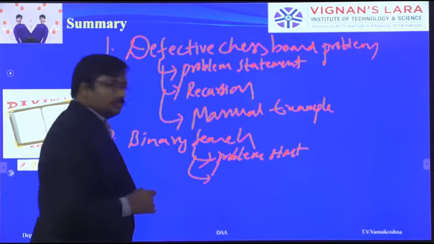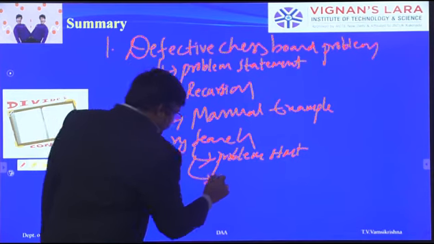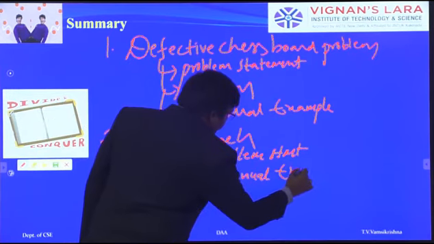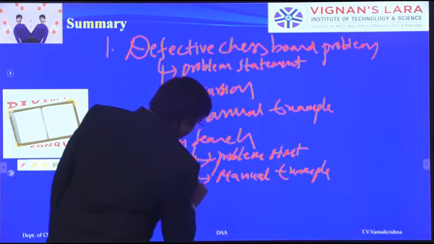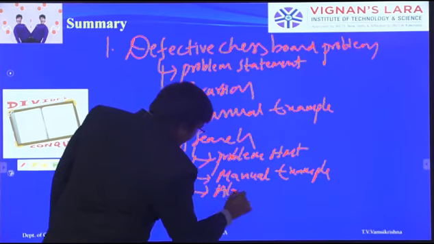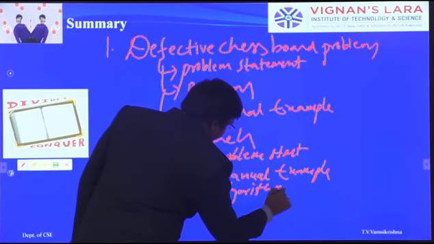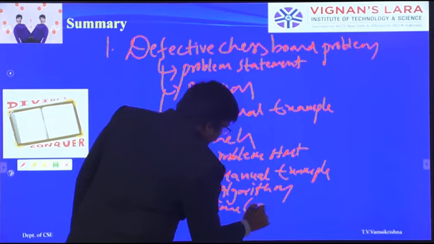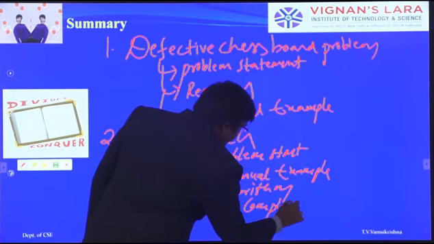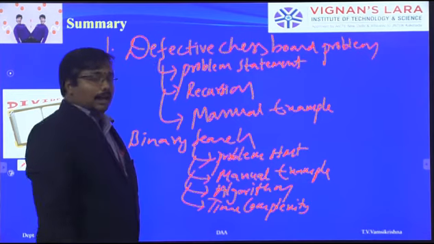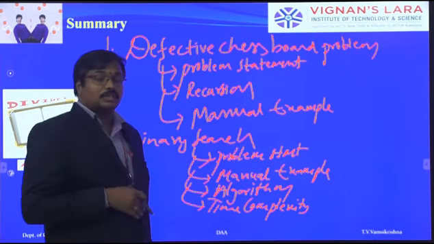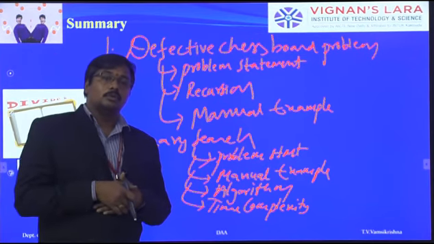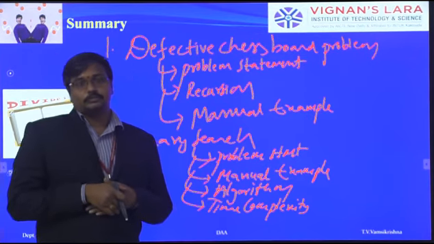Next I moved to the manual example, showing how the binary search goes on. After that the algorithm was also written and explained. And at last the time complexity was derived. The best case time complexity for the binary search technique is big O of 1. In the worst case and average case, the time complexity is big O of log n base 2.